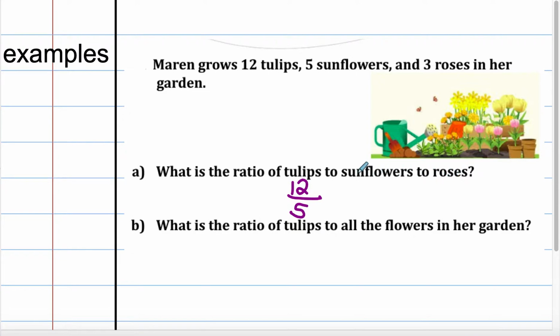Sunflowers and roses are 5 and 3, so we have to have a third thing, which would be 3. Now you can write it that way, but most of the times you would see it like this, 12 to 5 to 3, so you can have a 3-way ratio. Then it says, what is the ratio of tulips to all of the flowers? So there are 12 tulips to all the flowers, which would be 12 plus 5 is 17, plus 3 is 20. So this is a part to part to part, and this is a part to total ratio.